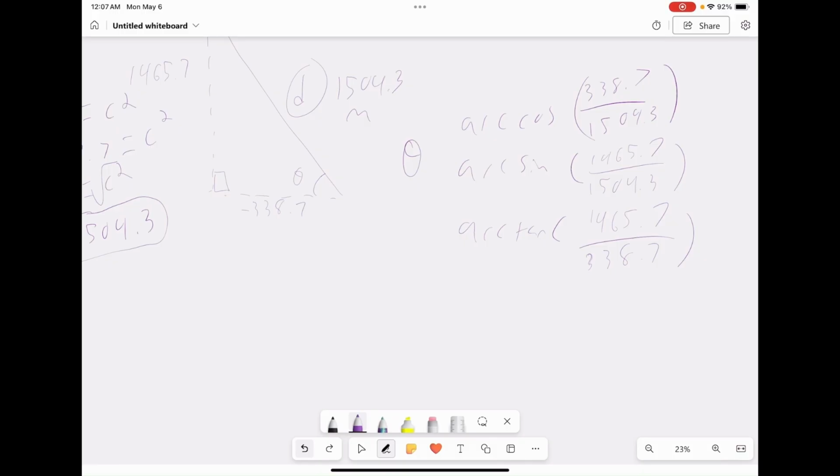Do this. 1465.7 divided by 1504.3 equals 0.97 something. And then let's take the arc sine of that, please. 76.9 degrees.